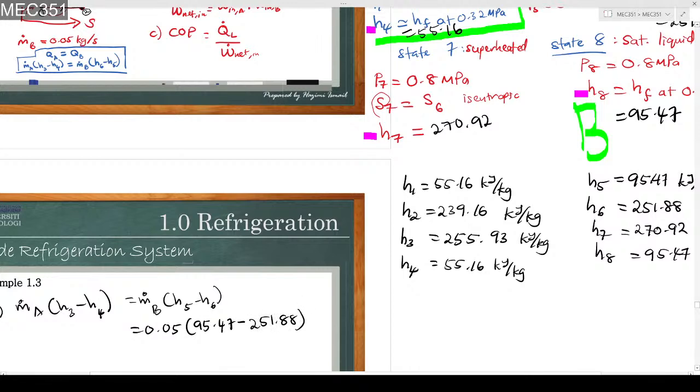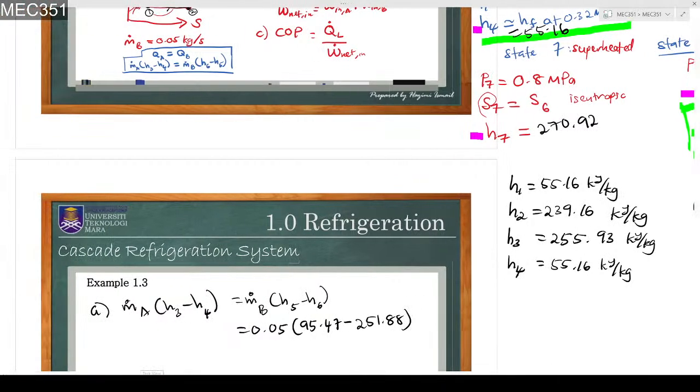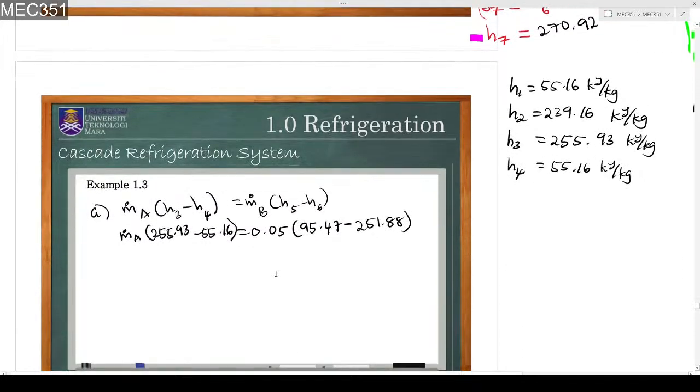251.88. Then M dot A, okay, this is the unknown variable. This is the one that we want to find the value. H3, 255.93 minus H4, 55.16. Okay, and then you will get M dot A. Okay, use your calculator.